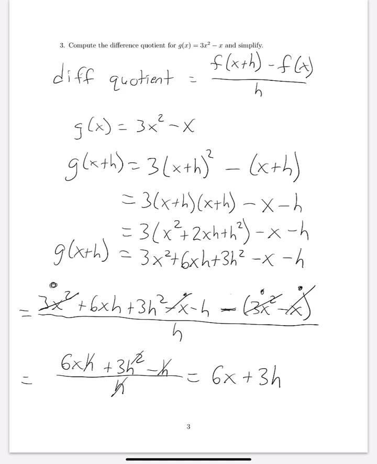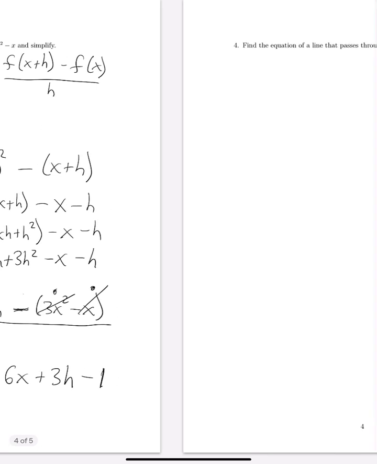I am left with 6x plus 3h, excuse me, not just 6x plus 3h, minus 1 here because of h being divided by h. That's a negative 1. So for that difference quotient, I have 6x plus 3h minus 1, to calculate the difference quotient.